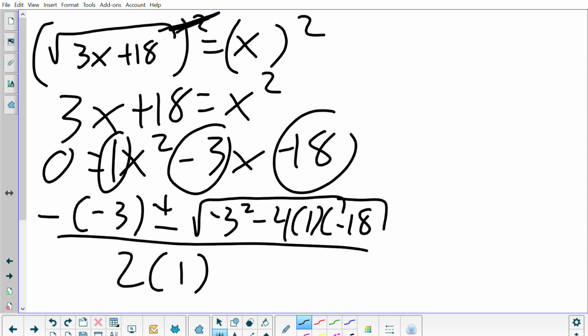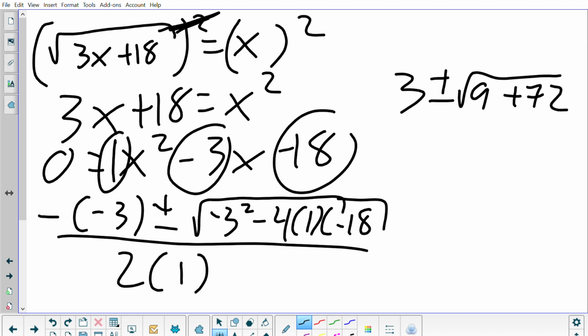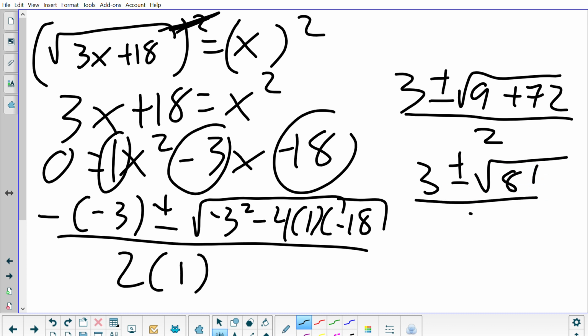So negative negative makes a positive 3 plus or minus square root of 9. Negative 4 times 1 is negative 4. Negative 4 times negative 18, I get positive 72. And then 2 times 1, I just get 2. I add those together, and I get 81. And I get 3 plus or minus 9 over 2.